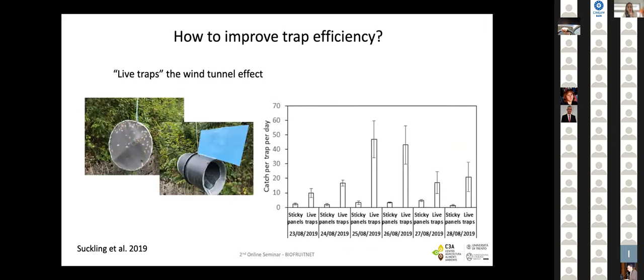So during the years, starting from 2014, several groups have been working on how to improve the trap with pheromones. This is an example of using a live trap, so a trap that changes position depending on the wind, and this, of course, enhances the plume orientation of the pheromone, and so the catching.